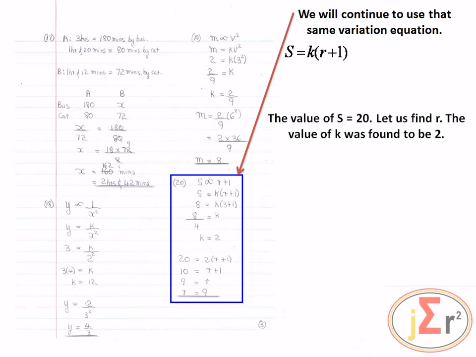The value of S is equal to 20. Let us find R. The value of K was found to be 2. So we need to find the value of R when S is equal to 20. But we know the value of K is equal to 2 already.